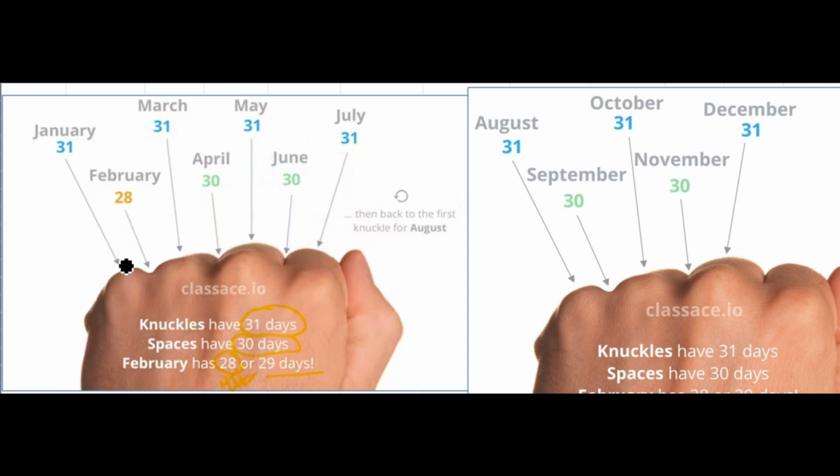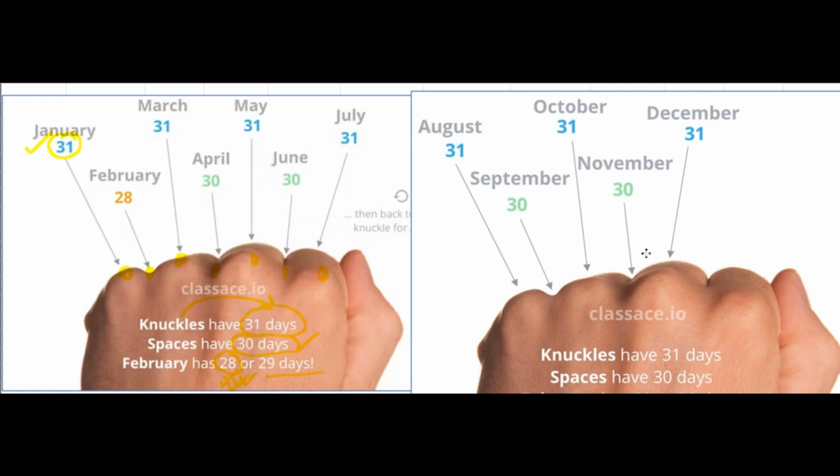So this first knuckle from here will be January, and it will have 31 days, because every knuckle will have 31 days, right? And here is the space. This is the first one, and this is the second, third, fourth, fifth, sixth, seventh. We calculate in this way. First one is for January, and second is for February. In February it will be 28 days. Again it will be in the knuckle in March, so it will be 31, and space in April it will be 30. The spaces will be 30 days. And again in May knuckle it will be 31, June space 30, July knuckle 31.